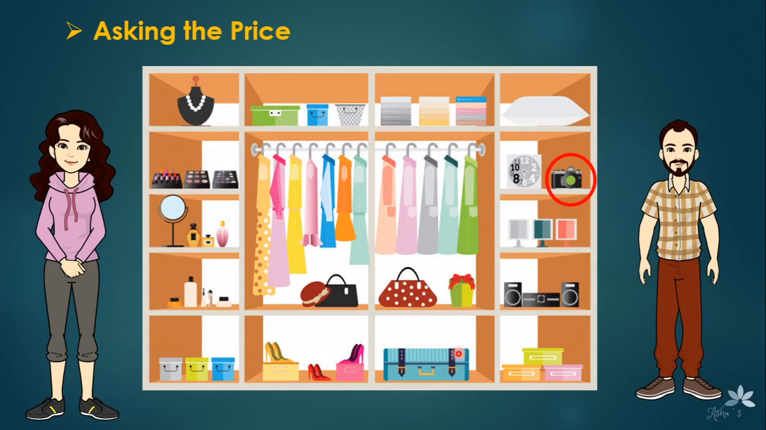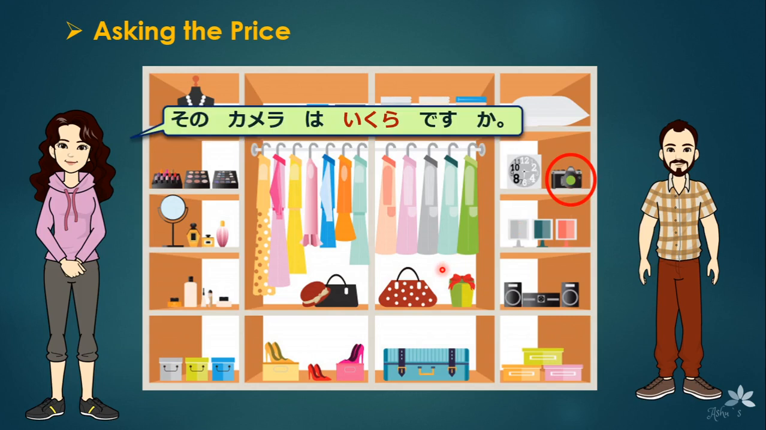Let's look into another example. Now she wants to know the price of this item here. This item is far away from her and close to the listener. So what do you refer it as? Yes, sore. She's using the word sono kamera. Sono kamera wa ikura desu ka? How much is that camera?